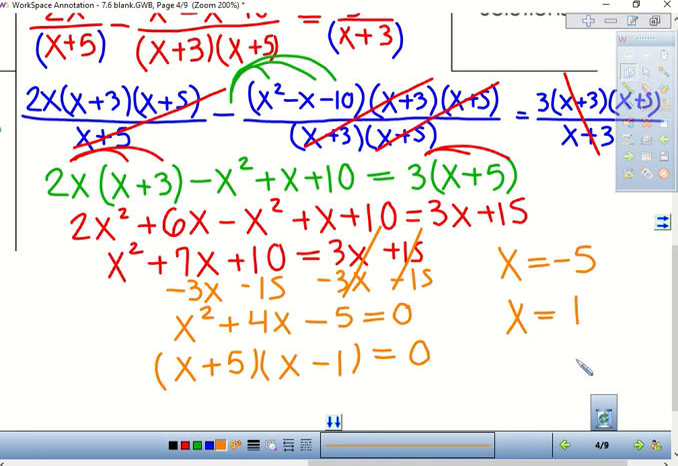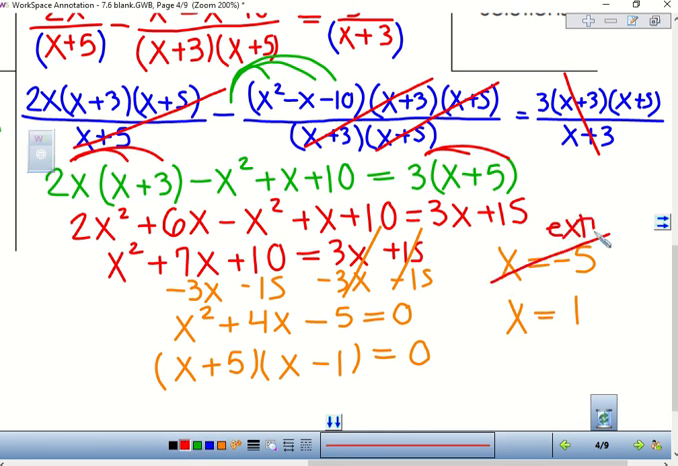Two tentative answers. Now, looking at these two answers, which one of these is going to be a true answer? Good. And why not the other one? Good. So this one is extraneous due to its restriction. It's an E. But this one is a true solution.